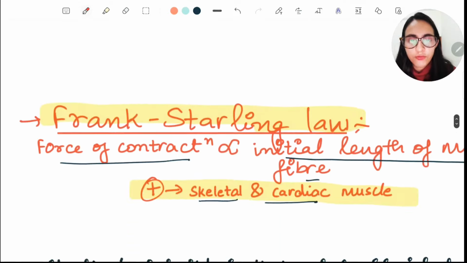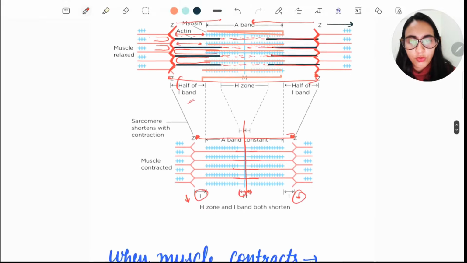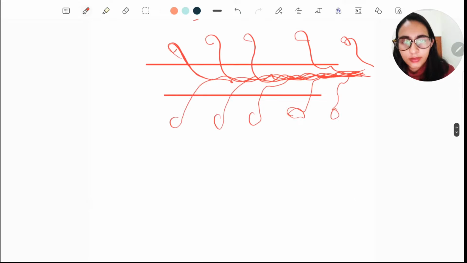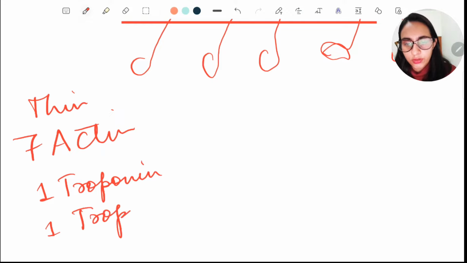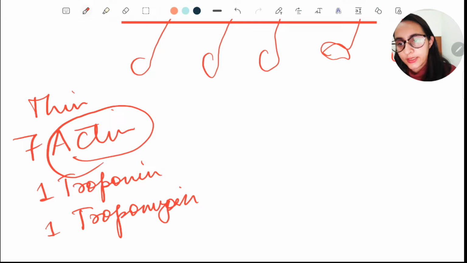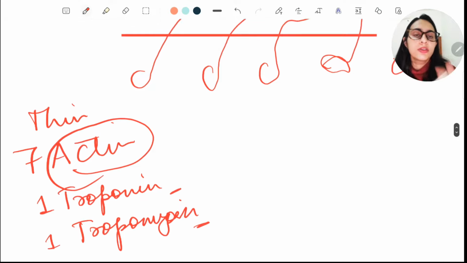Then we have the structure of the thin filament. The thin filament is composed of 7 actin molecules, 1 troponin molecule, and 1 tropomyosin molecule. Actin constitutes the active site. So troponin and tropomyosin cover the active site.